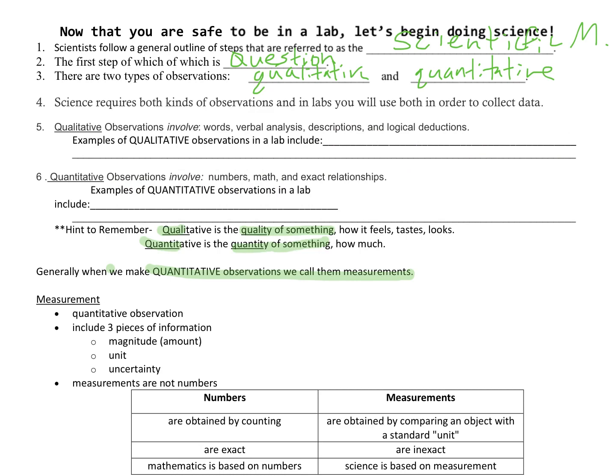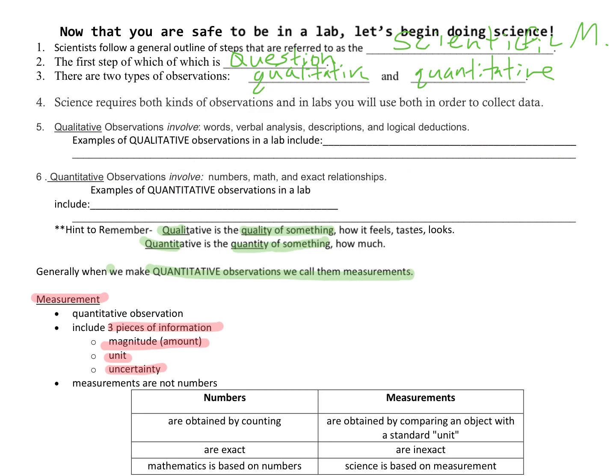Now we're going to switch topics from qualitative and quantitative to measurements. When you switch topics, you should switch colors. The reason for that is part of your memory is visual memory. By switching colors, you're giving your brain a signal, this is a new topic. Store this in a separate part of my brain. It makes it easier to recall, easier to understand. So a measurement is a type of quantitative observation. They include 3 pieces of information: the magnitude, which is the amount, the unit, and some part of uncertainty.